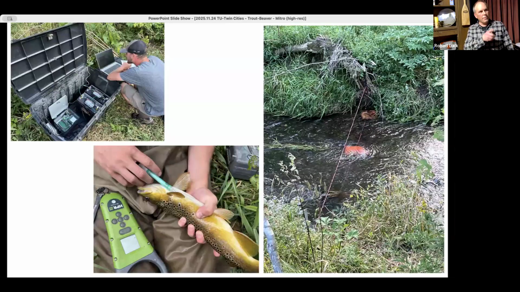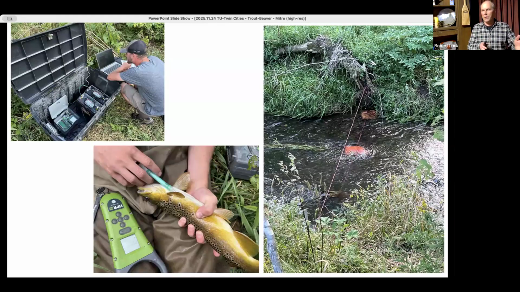Couple images. On the upper left is our scanning equipment. On the right are what the antennas look like. It's basically a loop of wire that crosses the top of the stream, loops down across the bottom of the stream bed and back. These are powered by batteries. They're continuously monitoring for tags, scanning roughly 10 times a second. So if a tagged fish swims upstream through that antenna loop, it'll ping the tag and record it on our equipment.